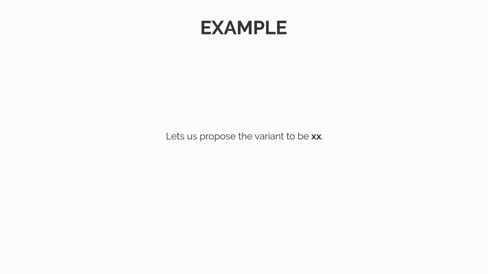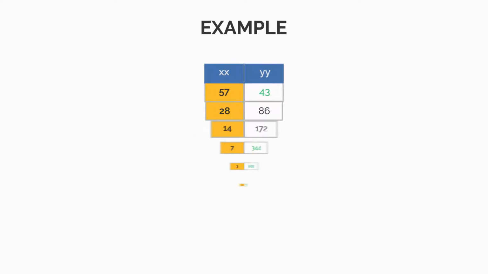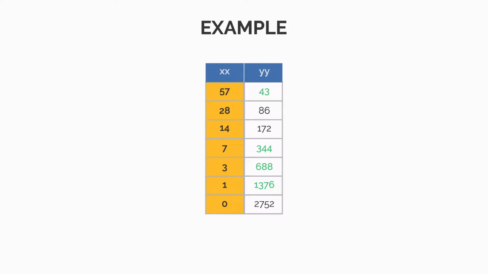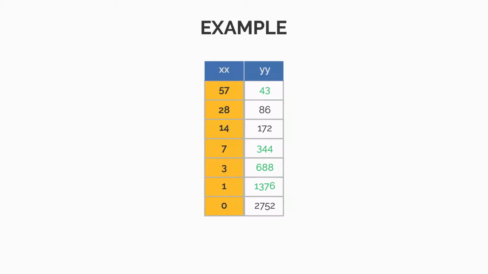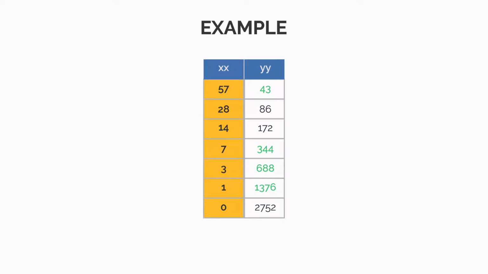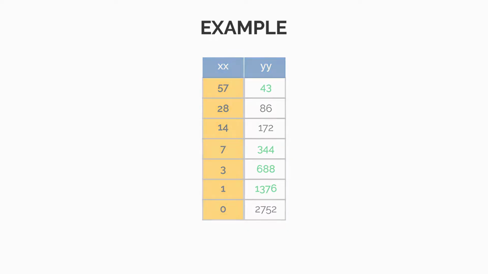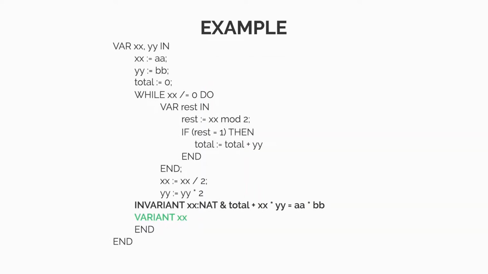Next, let us propose the variant to be xx. As we can see here, the body of the loop always decreases the value of xx because it's always dividing xx by 2. And this value is at least 0, and hence it's always a natural number since its value ranges from AA to 0. So finally now we can add to the loop the variant xx. You can see here why we have added xx belongs to natural in the invariant, because by having that in the invariant, we guarantee that the variant is a natural expression.